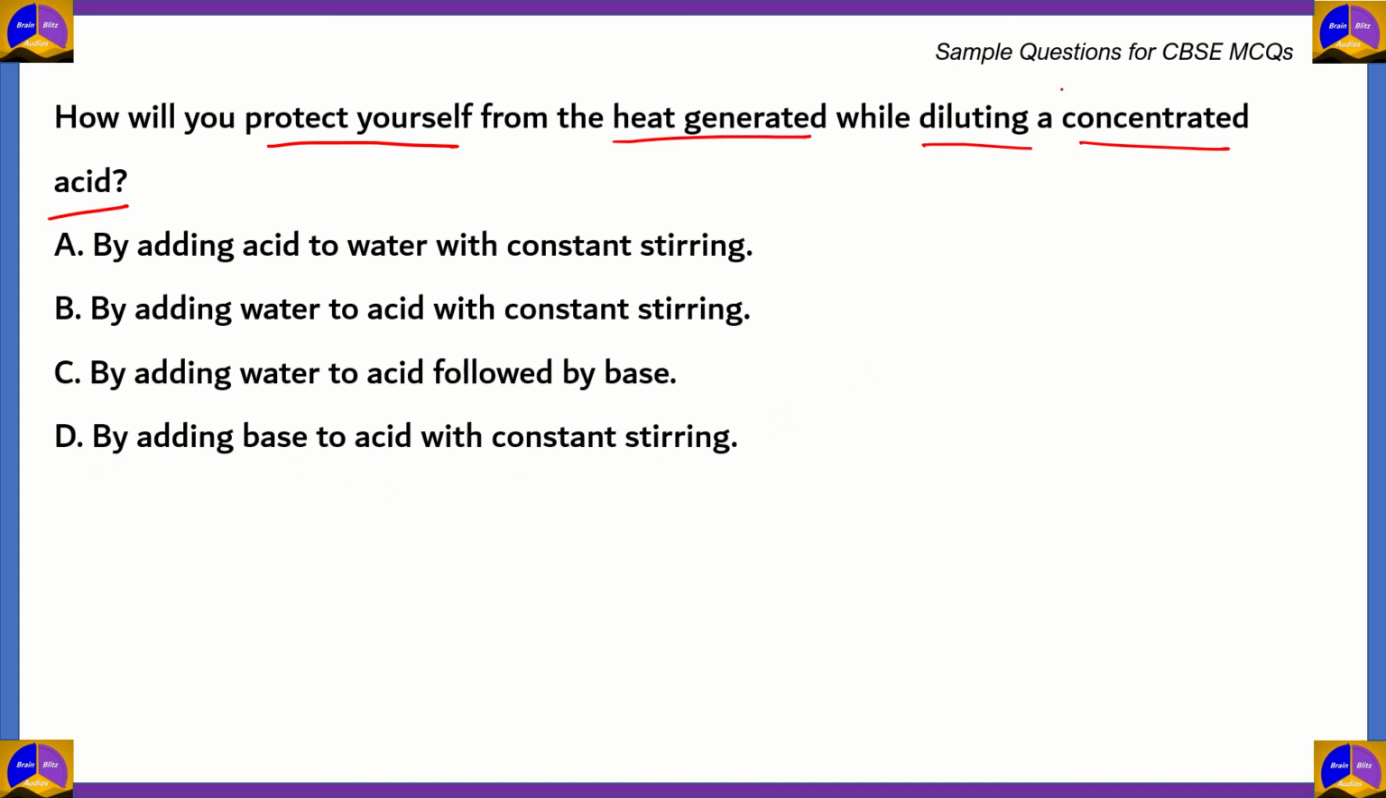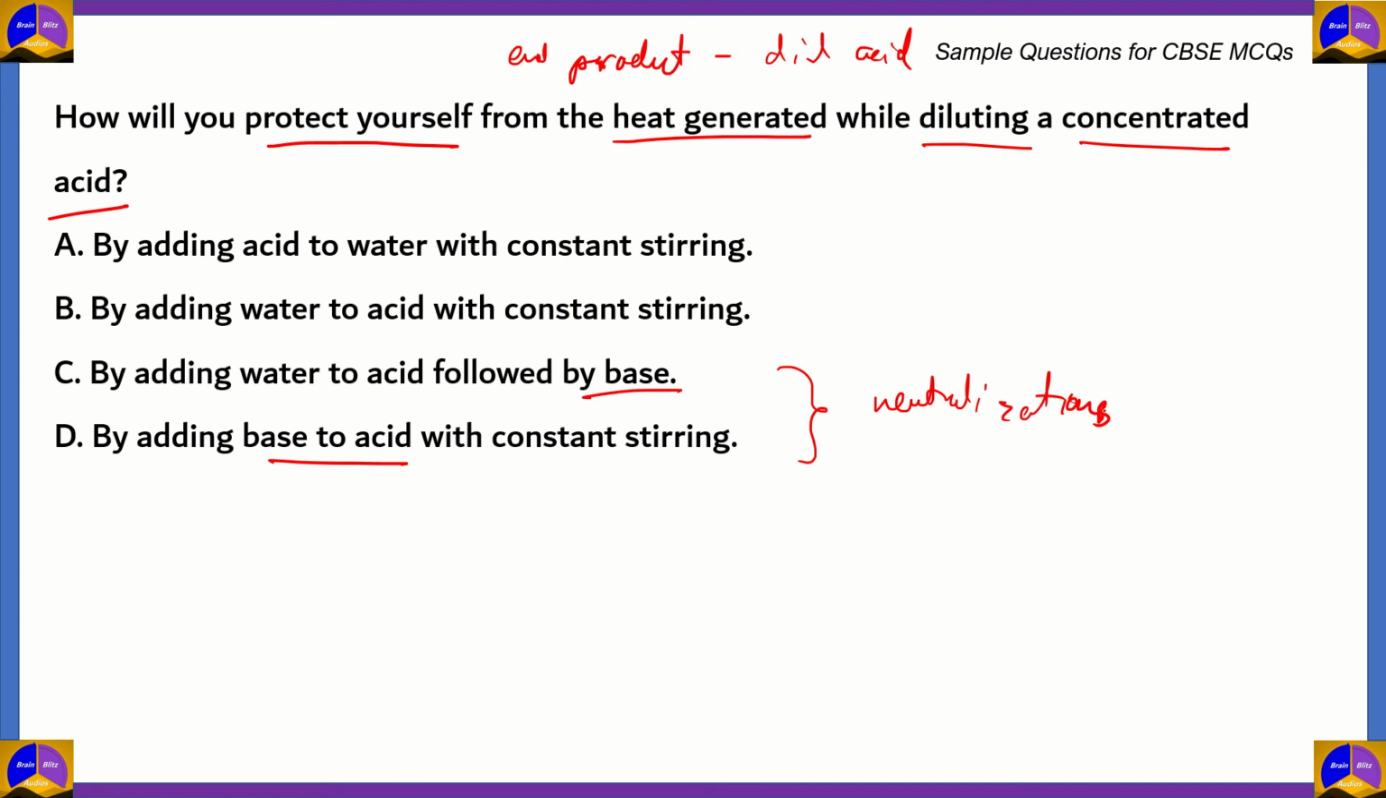Now, the question here is to dilute a concentrated acid. So our end product is dilute acid. If you look at options C and D, it says adding water to acid followed by base and adding base to acid. Whenever you add a base to acid, neutralization takes place. So here, the compound formed is a salt and it's not a dilute acid, so options C and D are incorrect. So now we have two options remaining: acid to water, water to acid.